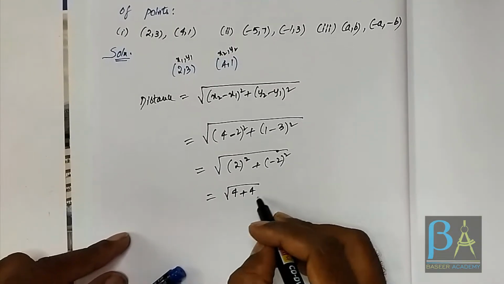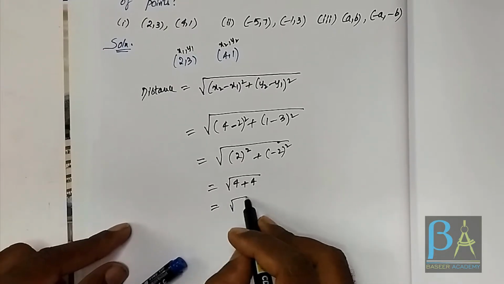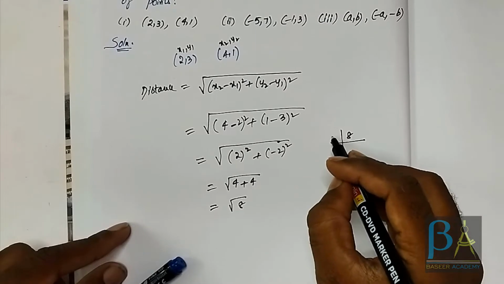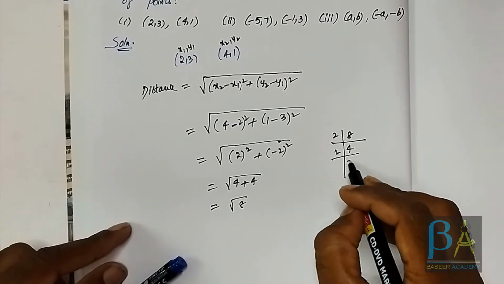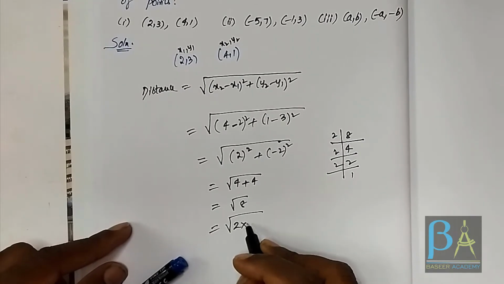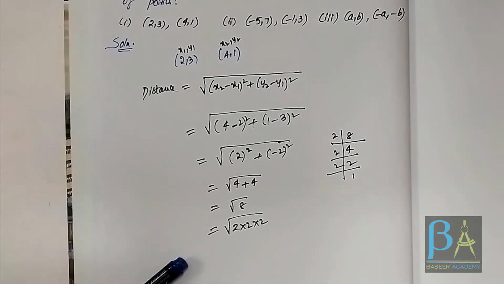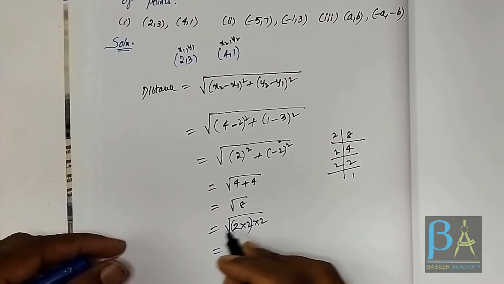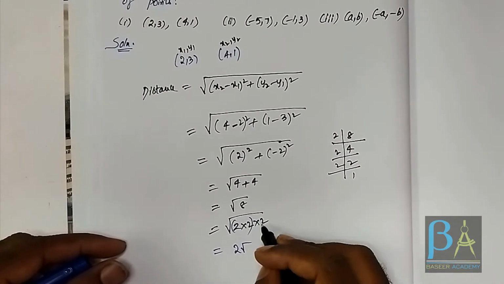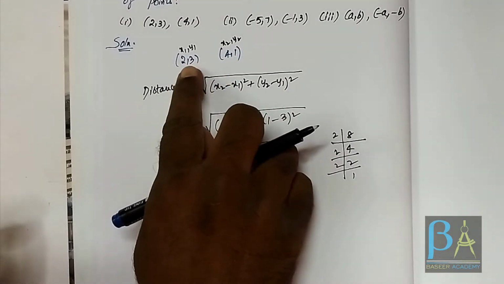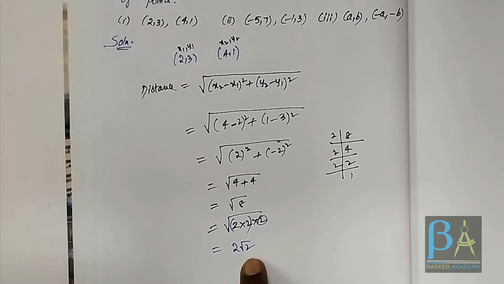2 square is again 4. Now 4 plus 4 is 8. We can take prime factorization of 8. 2 into 4 is 8, 2 into 2 is 4, 2 into 1 is 2. So 8 can be written as 2 into 2 into 2. Out of two same numbers, you can take out one number outside the square root, and inside the square root this 2 is remaining. So the distance between these 2 points is 2 root 2.